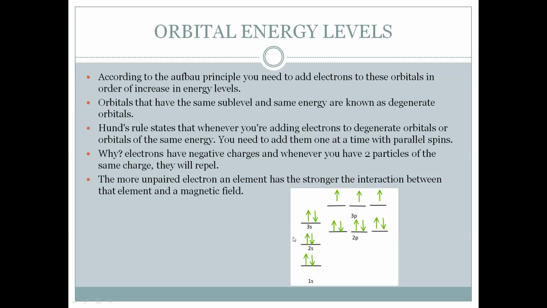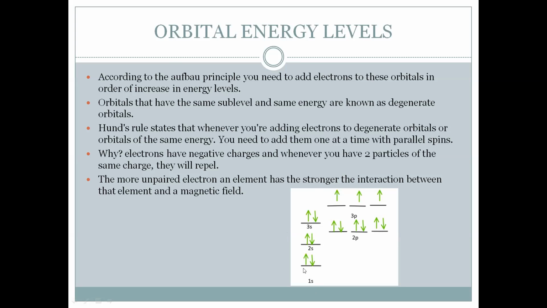The first thing that you need to follow is the Aufbau principle. According to this principle, you need to add electrons to these orbitals in order of increasing energy levels. By the way, every orbital can hold up to 2 electrons. That is why in our S sublevel we only have 1 orbital, and in our P sublevel we have 3, because the P sublevel can hold up to 6 electrons.